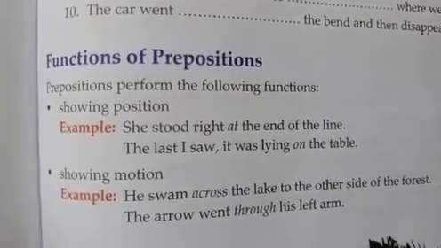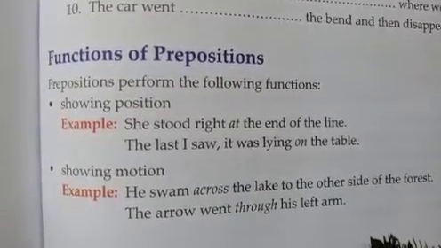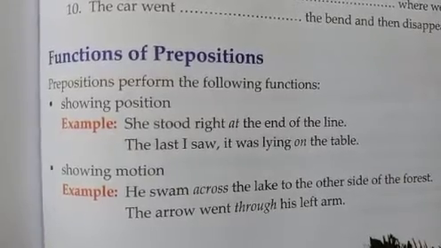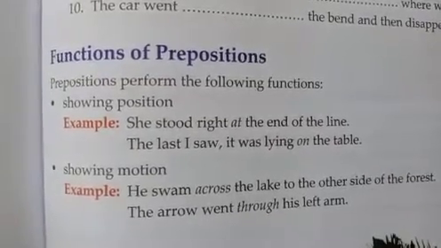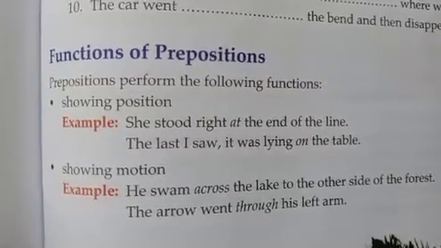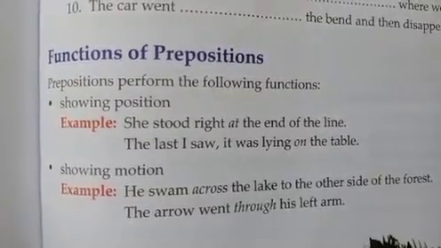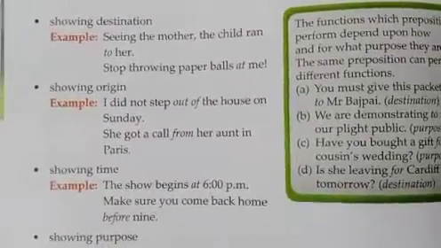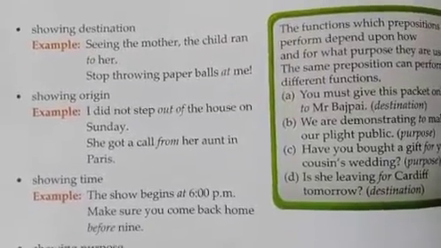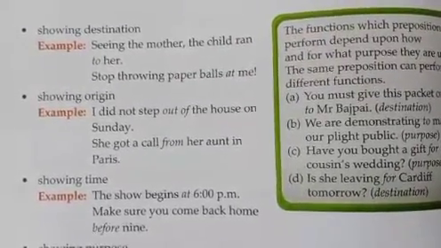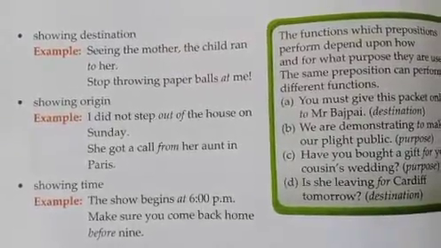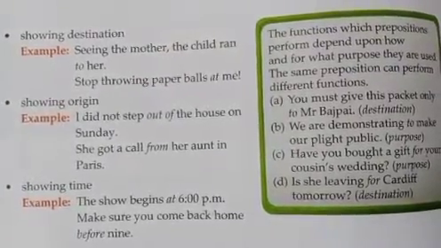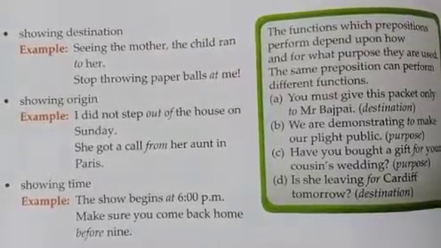Showing motion. He swam across the lake to the other side of the forest. Just remove that across. He swam the lake to the other side of the forest. No, across. So it is showing the motion. Next, showing destination. Seeing the mother, the child ran to her. Who is the destination here? Mother. Mother in the sense mother is sitting somewhere. So the child ran to her.